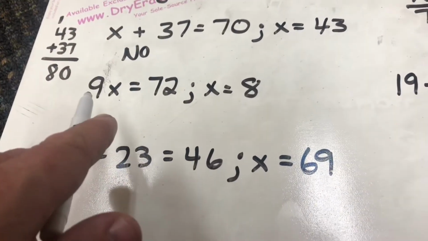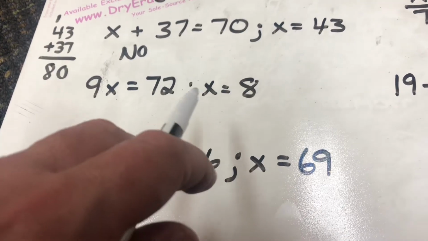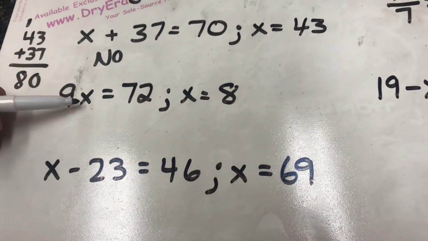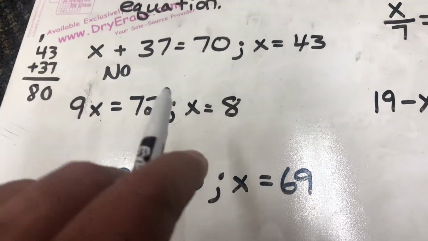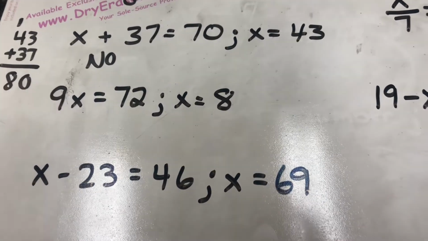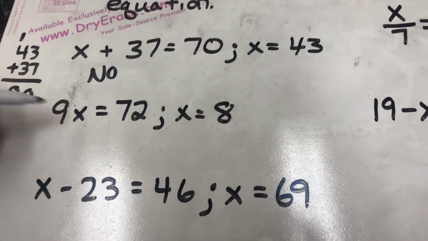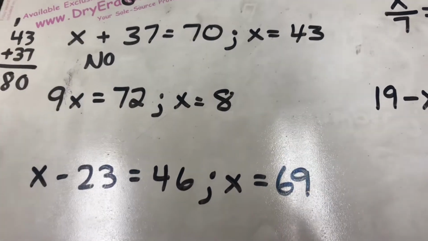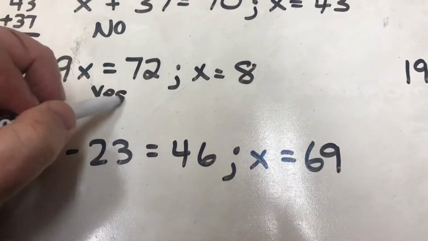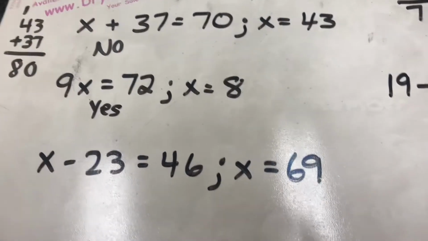So here I have this one, 9x equals 72 if x equals 8. Remember that a number right next to a variable means multiplication. So if x equals 8, this is going to be 9 times 8. And sure enough, 9 times 8 does equal 72. So this second one here is most definitely a yes.